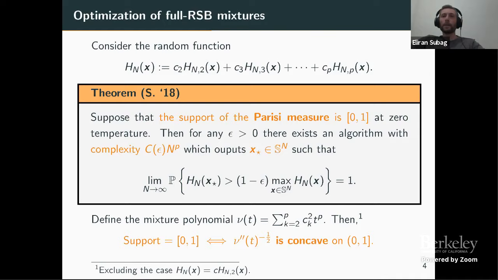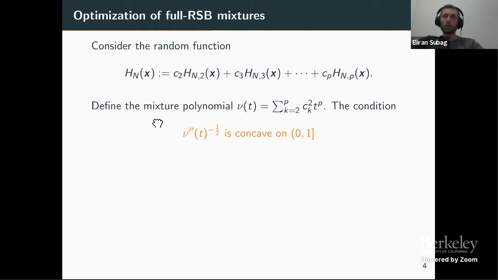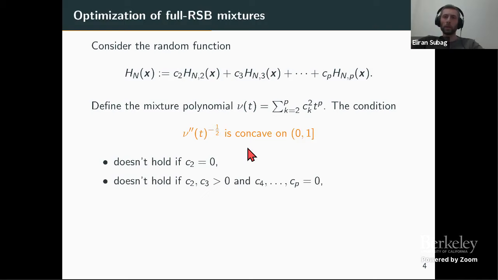Okay, so just to give you some feel about what this condition means, first, if you just do the computation, it's a simple problem to understand when it holds, but so just some algebra, but if you check it, you'll see that this condition never holds if C2 is equal to zero. So you need some weight on the easy problem. And if C2 and C3 are positive, but all the other ones are zero, then still you cannot solve this problem, even if C2 is huge and C3 is tiny.